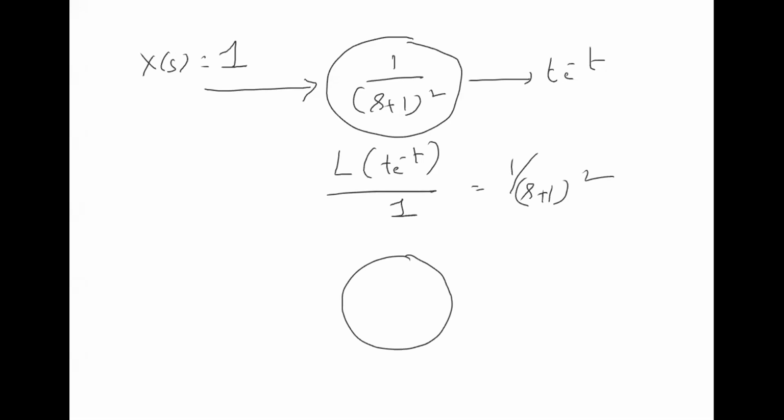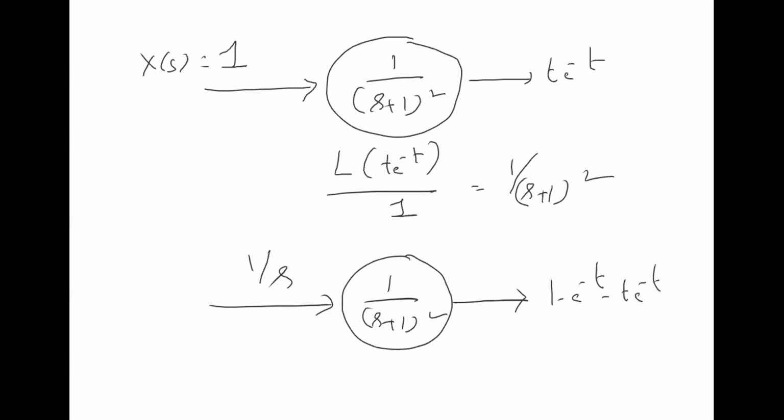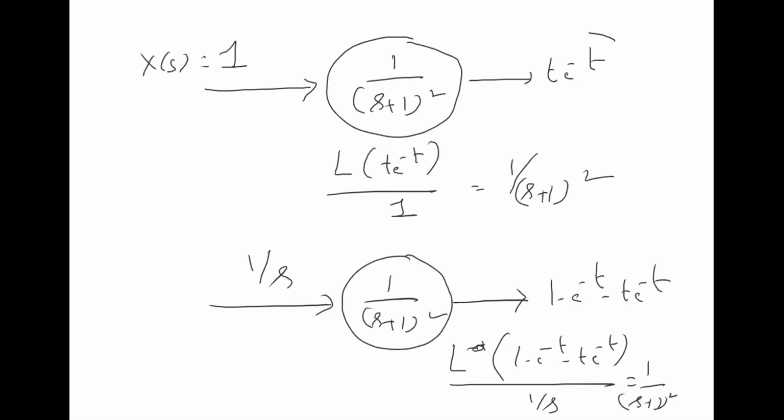Now same system 1 by s plus 1 whole square, if I force it by 1 by s, then what you will get is 1 minus e power minus t into t power minus t. Here Laplace transform of 1 minus e power minus t into e power minus t divided by 1 by s. This is also equal to 1 by s plus 1 whole square. So basically Laplace transform of output divided by Laplace transform of input in its deviation form is nothing but your transfer function. So this is the output response for this input. This is the output response for this input, but all are linked.